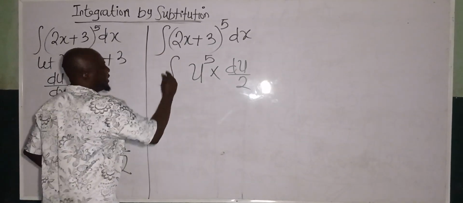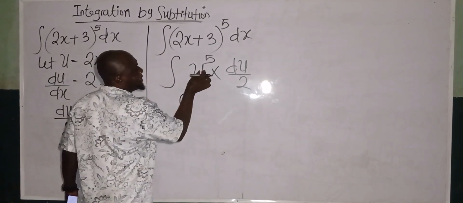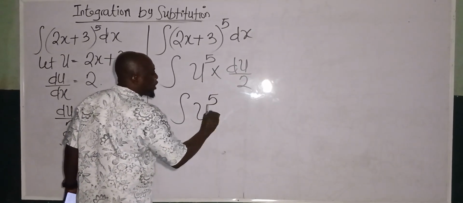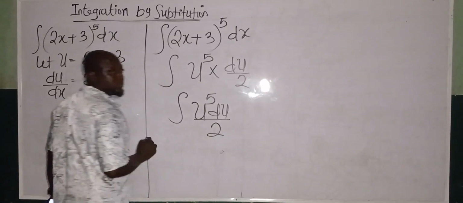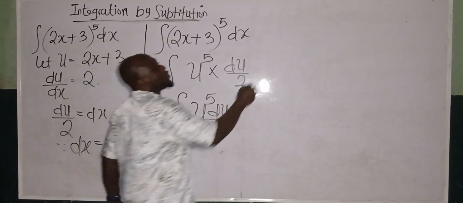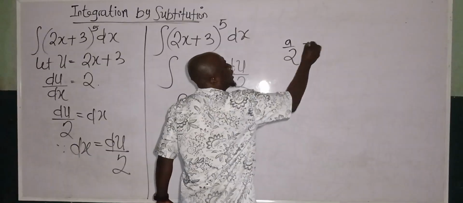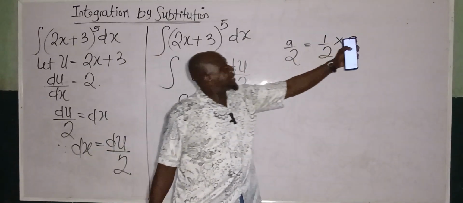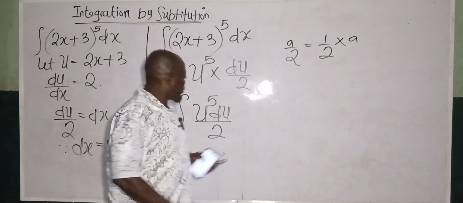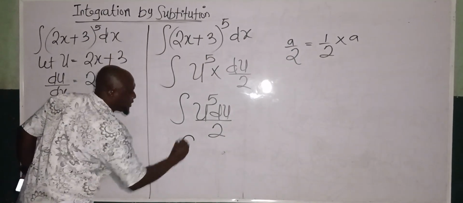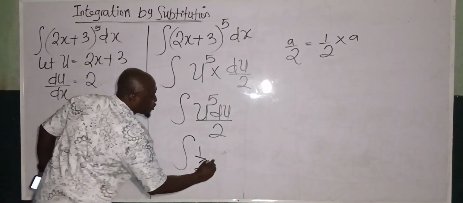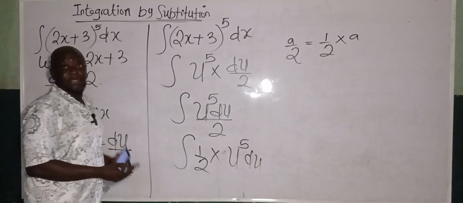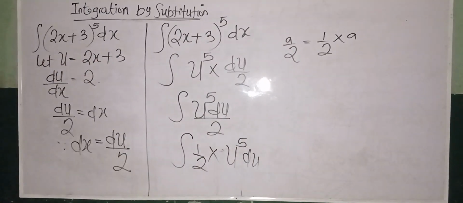So what's the next thing we do here? Please, this is not multiplying this. Please, this is a constant. So we just have that this one becomes du all over 2. Please note that if you have a over 2, it's still the same thing as having 1 over 2 times a. It's the same thing, because when you multiply 1 times a, you still have it back. So from here, I will have 1 over 2 times u raised to the power of 5 du. This is what I will be having there.